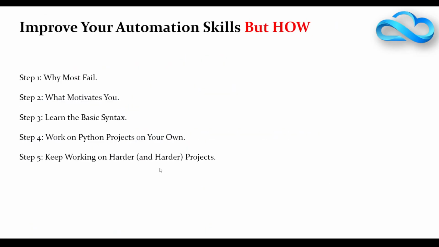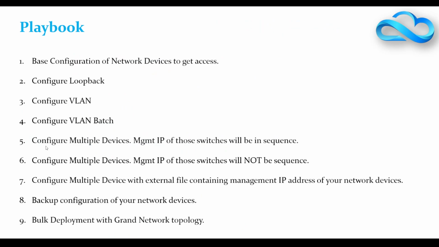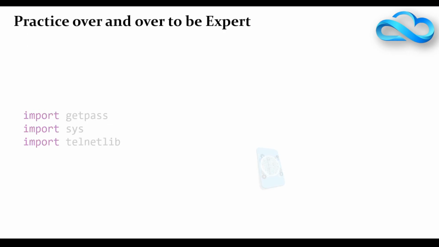In our last video, we configured multiple devices with the help of sequential IP addresses, as you have defined in a particular order. And we configured multiple devices with the help of a text file, which contains multiple IP addresses from different ranges. So in this video, I'm going to show you how you can take the backup of your network devices with the help of Python.